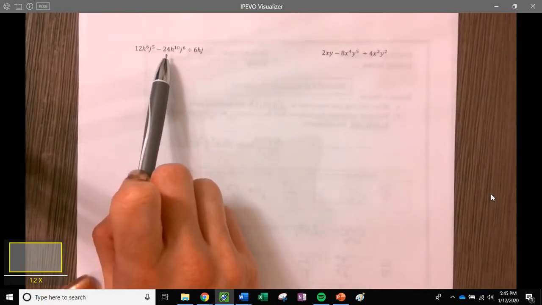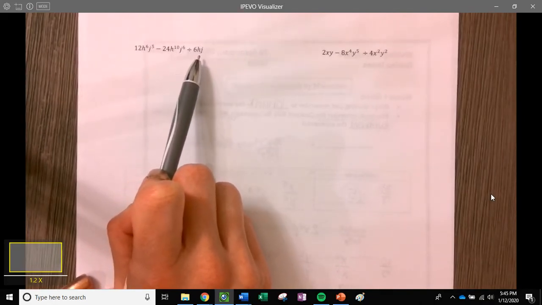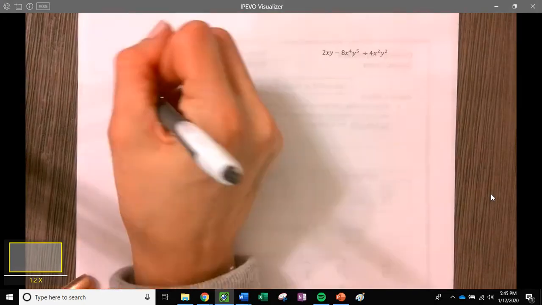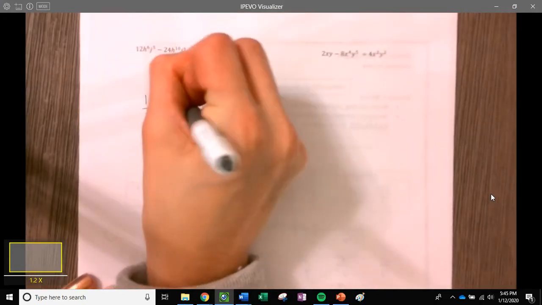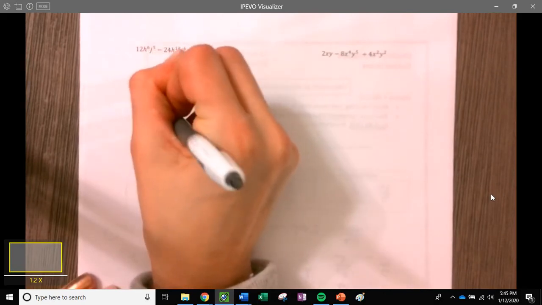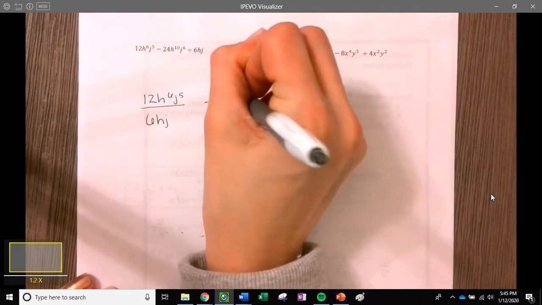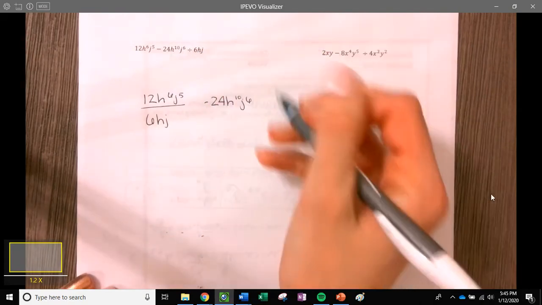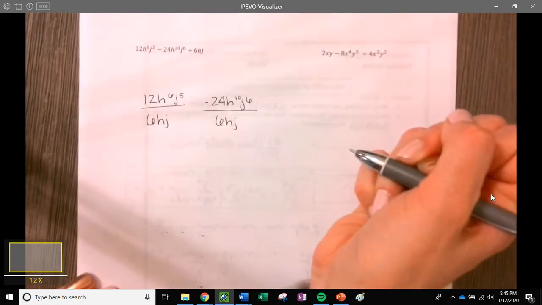Okay, so this first one, 12h to the 6th, j to the 5th, minus 24h to the 10th, j to the 6th, divided by 6hj. Okay, so this is nothing more than 12h to the 6th, j to the 5th, divided by 6hj, and negative 24h to the 10th, j to the 6th, divided by 6hj.